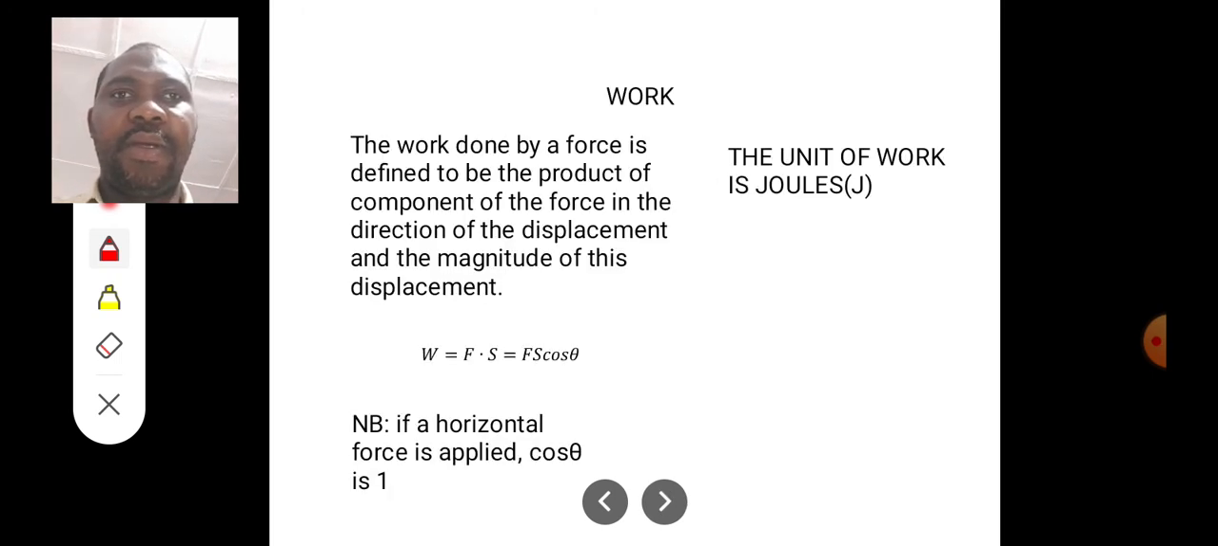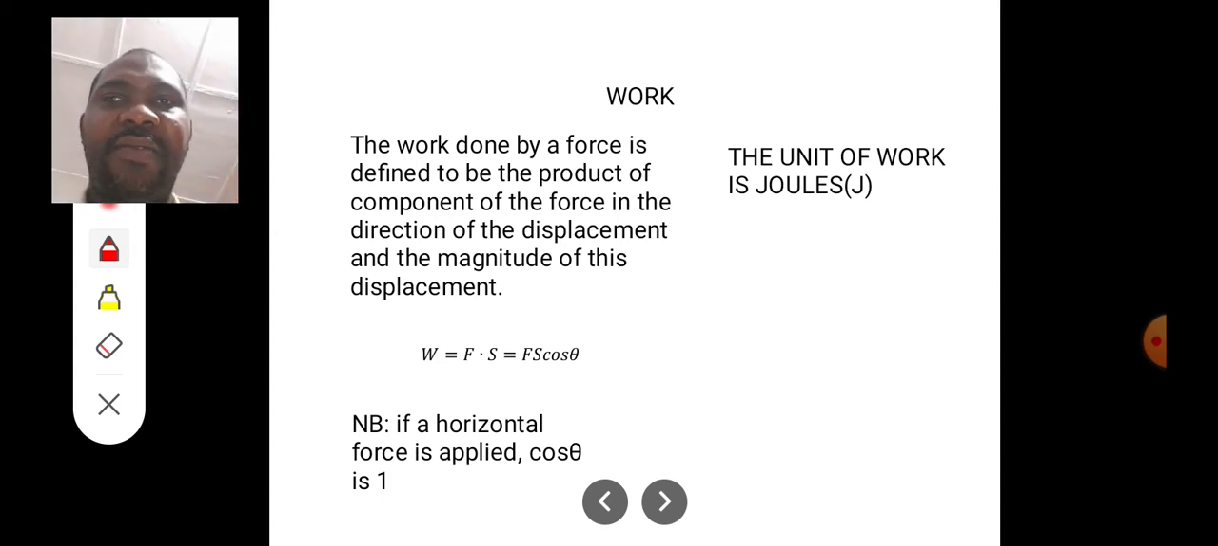Here we see that the work done by a force is defined to be the product of the component of the force in the direction of the displacement and the magnitude of this displacement. So you see that work is actually F dot S, the dot product of force and displacement, which is Fs cos theta. That means force times displacement times cos theta. Now let's note something here. If a horizontal force is applied, then cos theta will be 1.